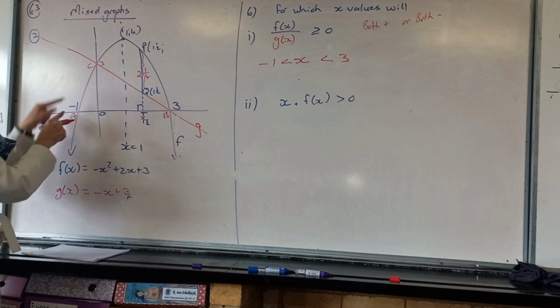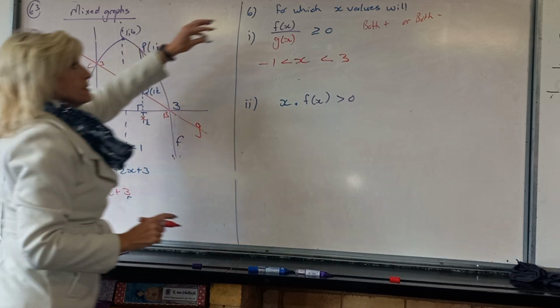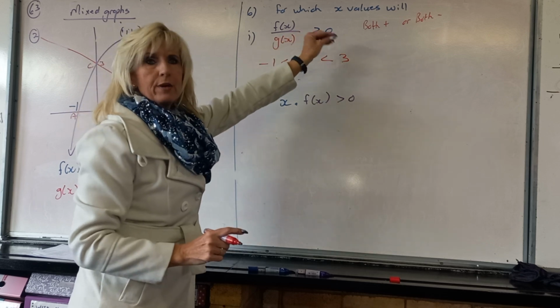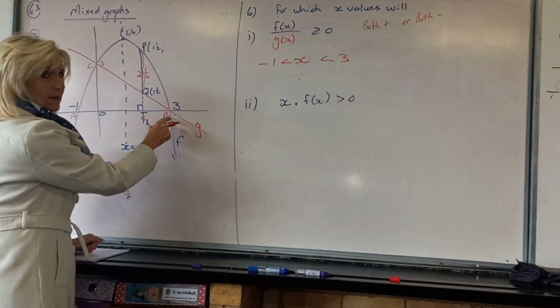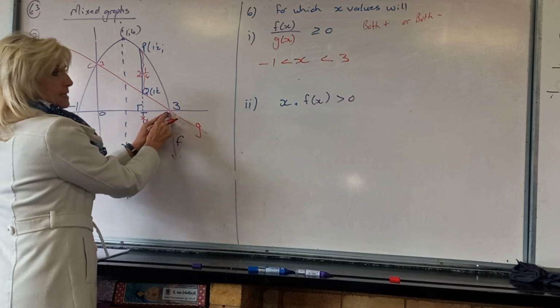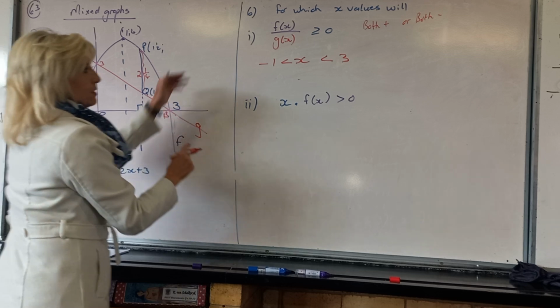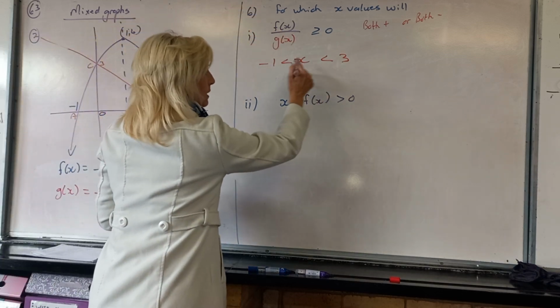So can I include the -1 though? Because if there is 0, 0 divided by something will be 0, and it can be equal to 0, that's fine. But this one, this is where the g is 0, so both of them are 0, so 0 divided by 0 is a problem. So I cannot include it there.